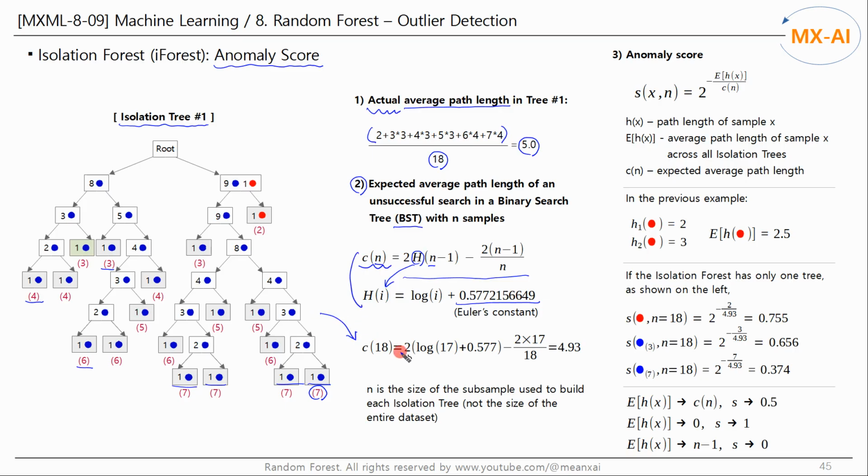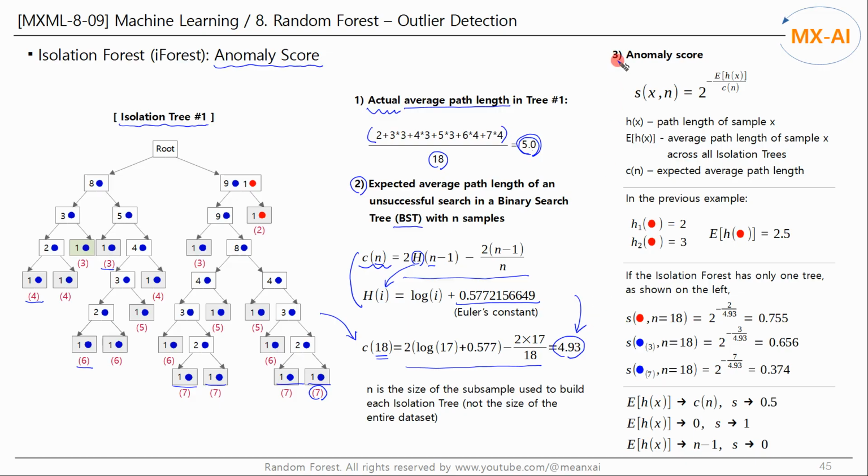In this example, the tree contains 18 samples. Using the equation for C(n), the expected average path length is approximately 4.93. This value is very close to the actual average path length of 5.0 that we computed earlier. As the number of isolation trees increases, the measured average path length approaches this theoretical value.